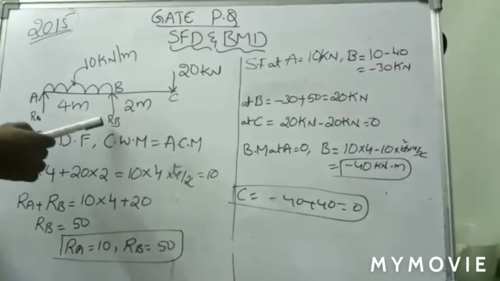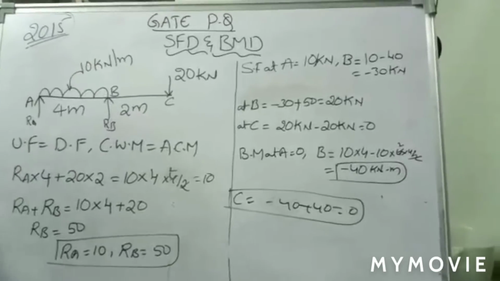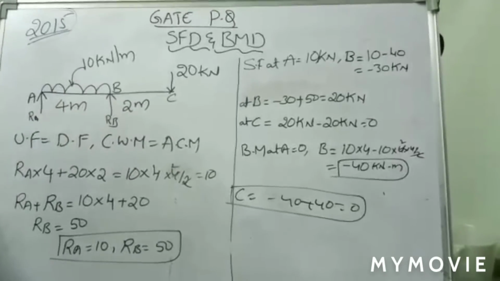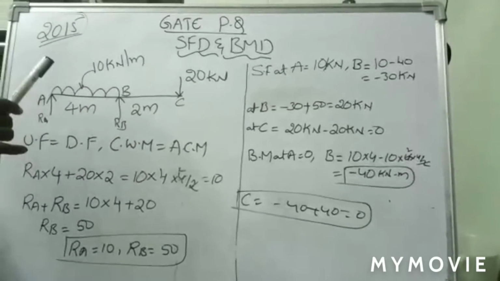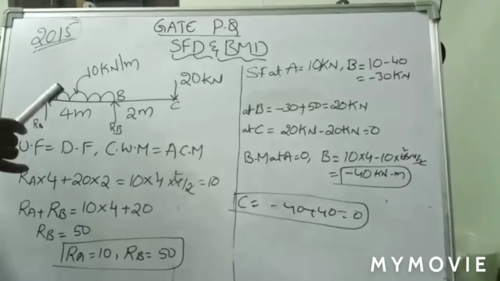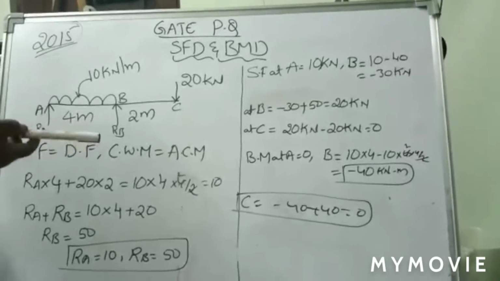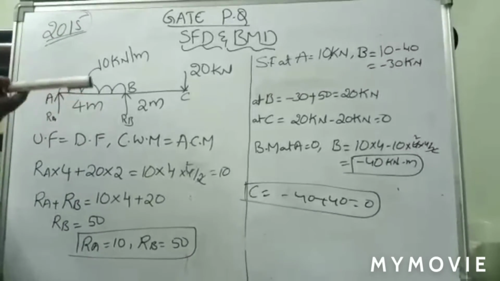Overhanging beam with the supports RA and RB containing a UDL and a point load. Please remember that it contains a UDL and a point load, right? Very good. Okay, fine. Now as usual we have some procedures. The procedure means first draw the free body diagram. Second is upward forces, downward forces, clockwise moment and anti-clockwise moment, and then shear force diagram and bending moment diagram.